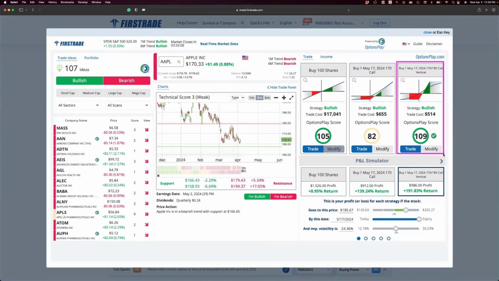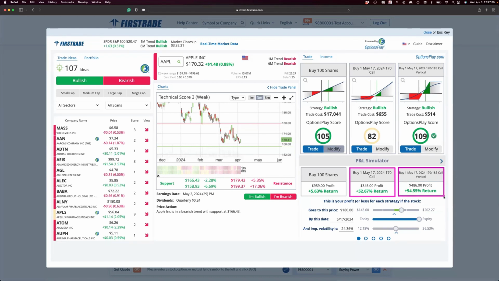So the May 17th, 170/185 call vertical is trading at $5.14. Compare that to just buying the 170 call at $6.55 down to $5.14. You're reducing your risk here by about $130 on this particular trade. And as you can see, if the stock were to increase in value to, let's say, $180 by expiration, if you just bought the call option, you're looking at a 52% return versus if you bought the debit spread, because you've reduced that risk by that $130.